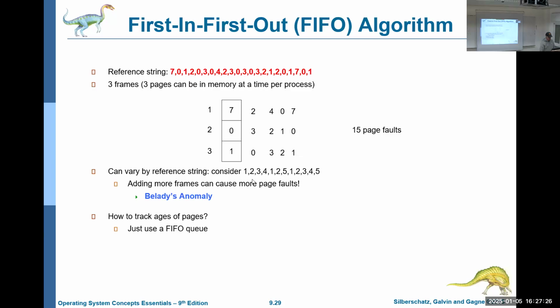Consider this string: 1, 2, 3, 4, 1, 2, 5, 1, 2, 3, 4, 5. So there's something here, it can vary. If we have 1, 2, 3, then 4 would go here, and then 1 would go here, but 2 would be fine. Then 5, and then 1 would be okay. When we get to this 1 over here, it's still in from over there. And when we get to this 2 over here, it's still in from over here.